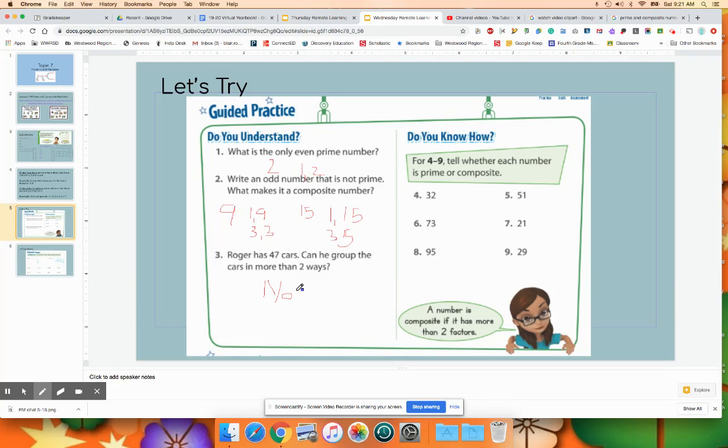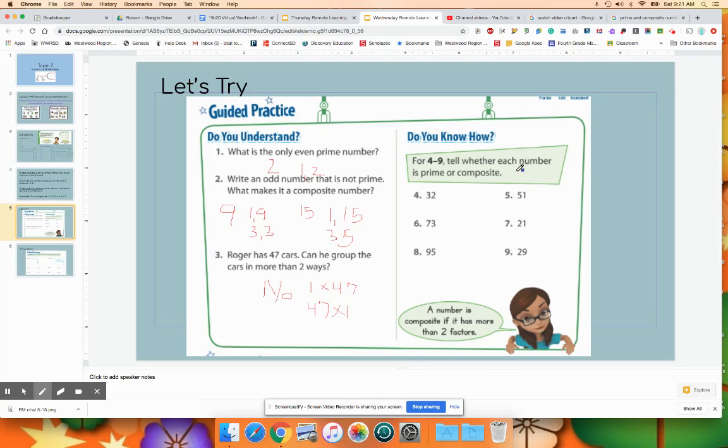He could just do 1 times 47 and 47 times 1. Okay? So again, notice how I did some thinking aloud and some reasoning. As the numbers get larger, you're going to have to start thinking about multiples of numbers and how you can determine if a number is prime or not.